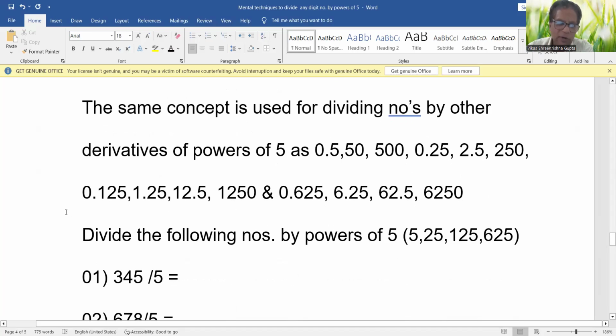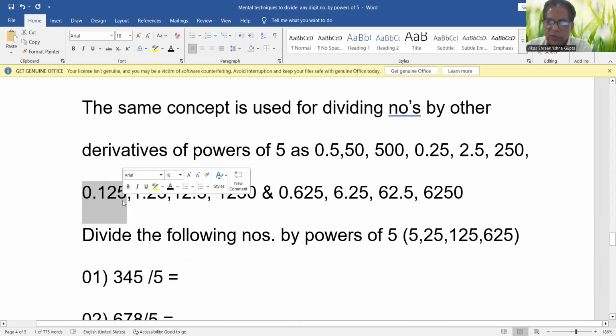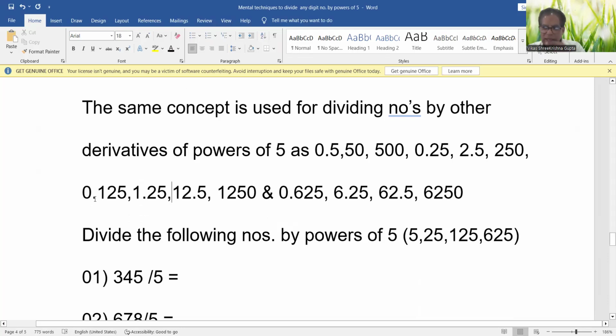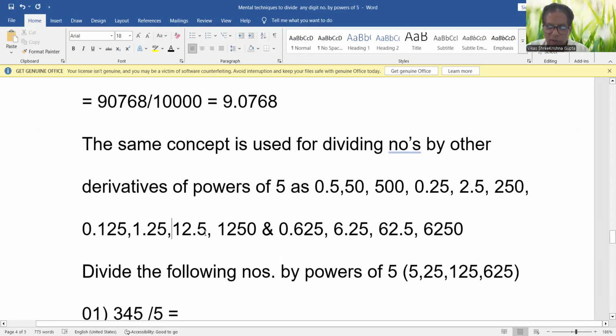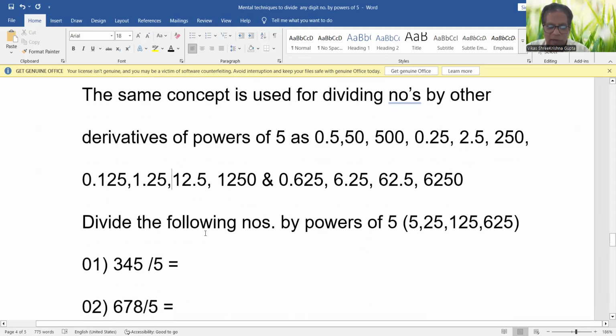Now, suppose I have to divide a number by 0.125. One technique is that I divide the number by 125 as I've shown you. Then I divide the answer by 1000, because 0.125 means 125 upon 1000. The other technique is that you first find out what 0.125 is in terms of what I've shown earlier. Then you can directly get the answer.